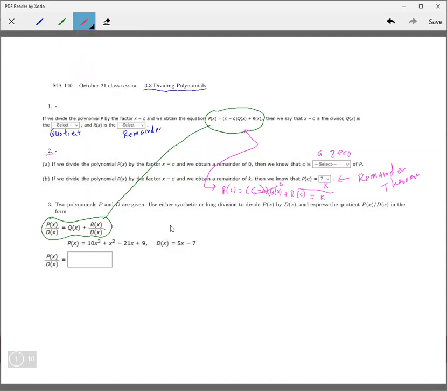Two polynomials p and d are given. Use either synthetic division or long division to divide p of x by d of x and express the quotient in this form. So here is p of x and here's d of x. We're trying to find this one divided by this one.